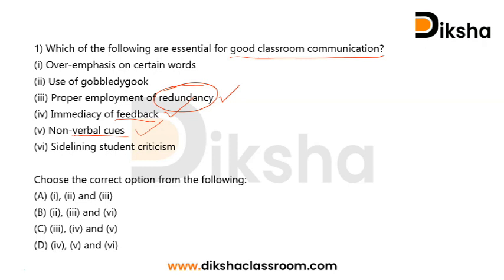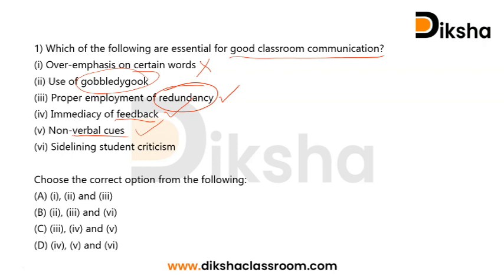Overemphasize on certain words. We know that is not a good component. That is not a good indicator of classroom communication. If we overemphasize on certain words, it will only waste our time. It will only make the information or the knowledge component much more confusing. So overemphasis on certain words can be excluded from the options. Now, what about gobbledygook? Gobbledygook may be an unfamiliar term for you.